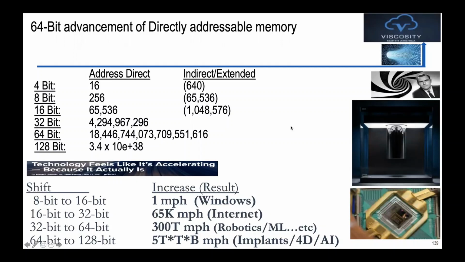As we went from 4-bit to 8 to 16 to 32 to 64, you could see the addressable memory is skyrocketing. You could also see, I put it in speed. If Windows was 1 mile an hour, the internet was really 32-bit and it was like 65,000 miles an hour. And then 64 was like 300 trillion miles an hour. You can see we're getting things like robotics, machine learning, quantum computers.